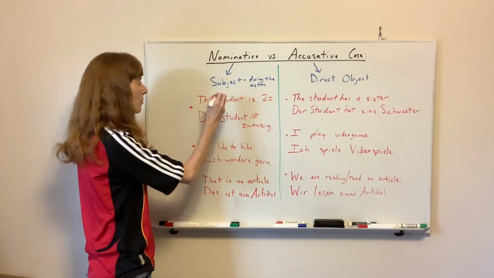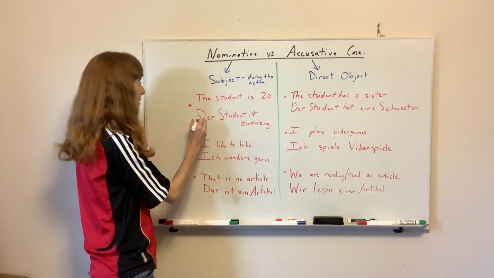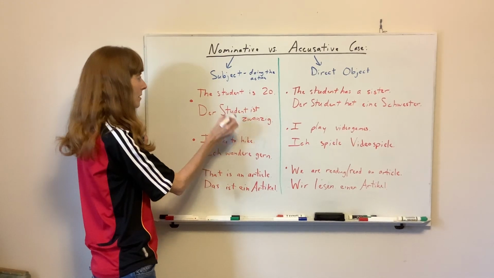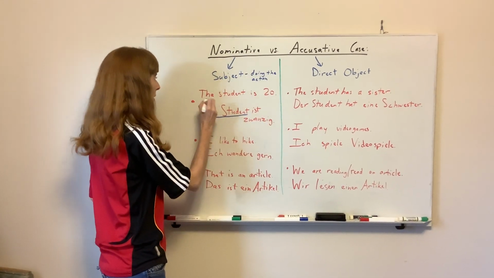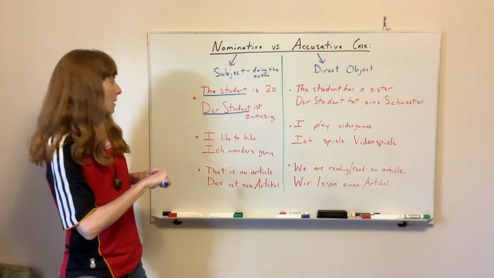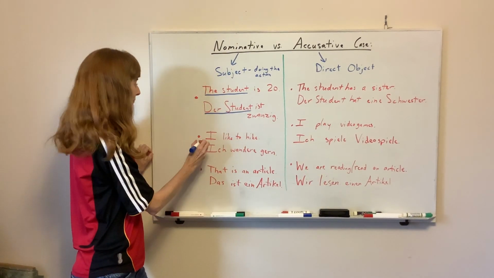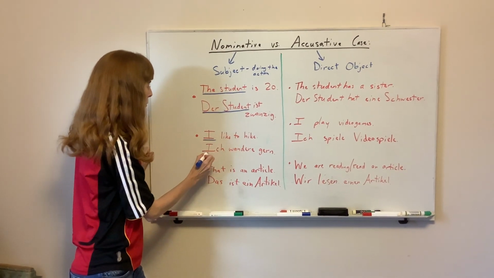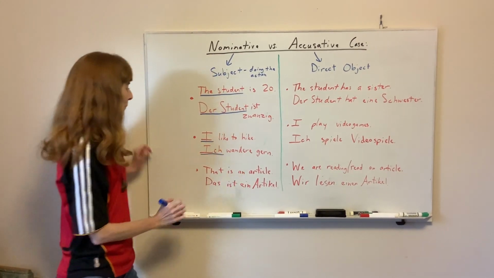The subject is also the one that you conjugate the verb for. So in the first sentence here, der Student ist 20, the student is 20. Our subject would be der Student. So I've got it in English here so that you can compare it. Second one, I like to hike. Ich wandere gern. Our subject is ich, or I. And that's the one we're conjugating the verb for.